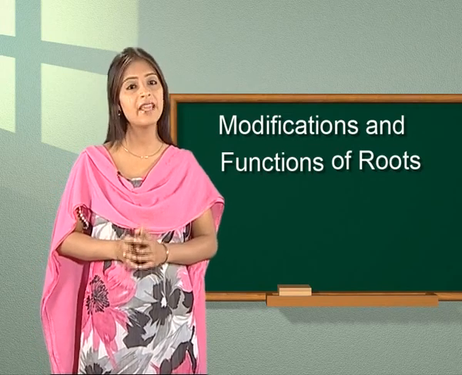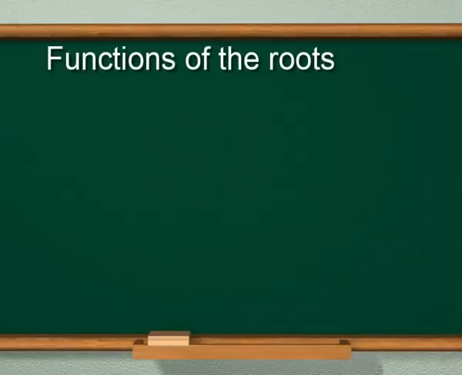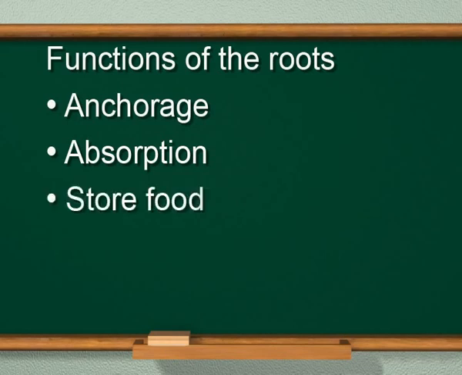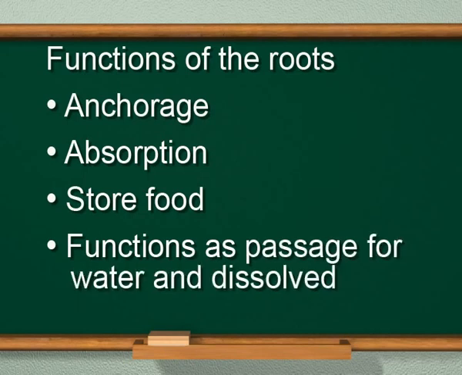Let us now list the main functions performed by roots in a plant. Functions of the roots. Anchorage. Roots anchor the plant to the soil. Absorption. Absorb water and mineral salts from the soil. Store food. Functions as passage for water and dissolved substances. Roots form a passage for water and dissolved substances from the root into the stem and also for food from the stem down into the root.